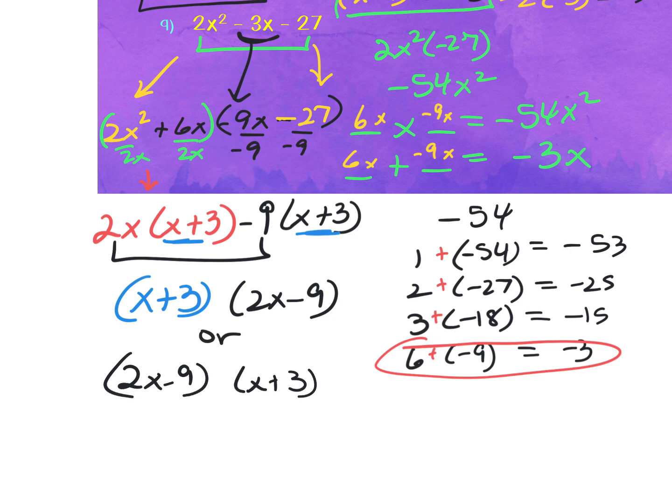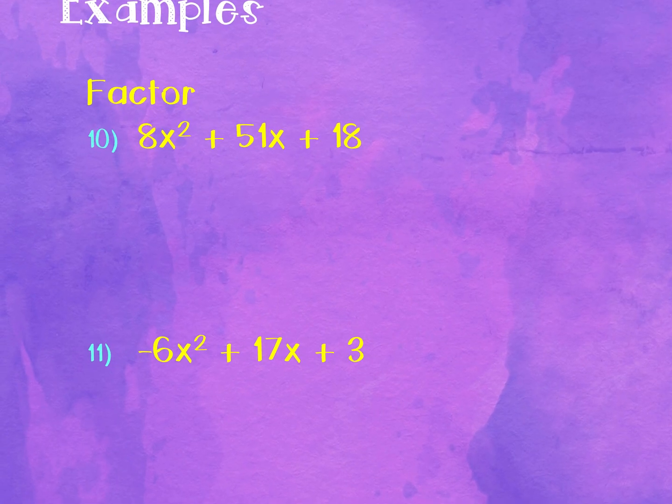All right, this one's going to be kind of big, but we're going to multiply 8x squared times 18. Once I multiply this, I get 144x squared. So I'm looking for two positive factors because the 144 is positive and so is the 51.